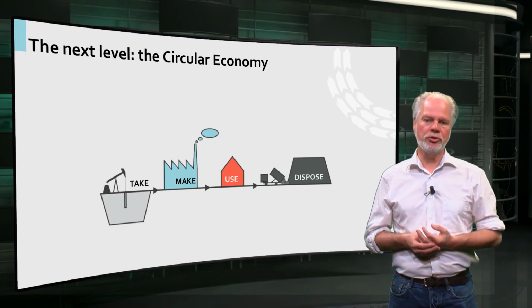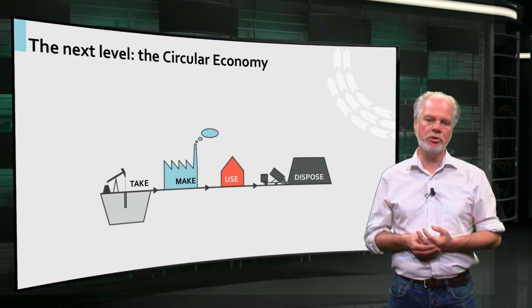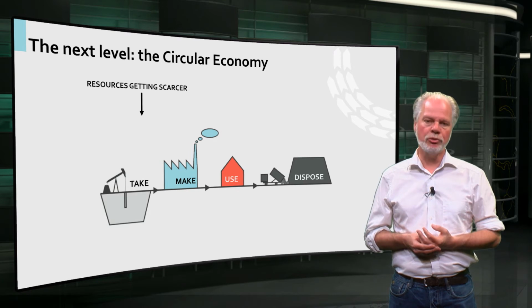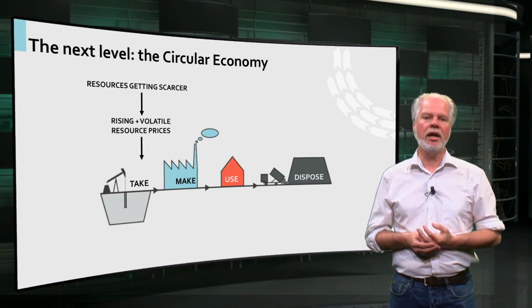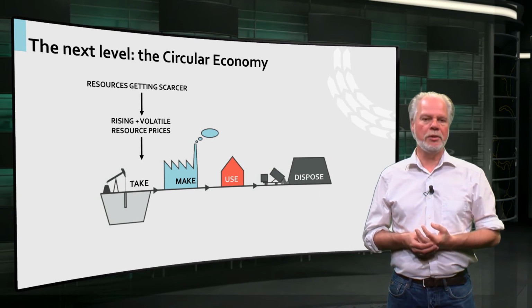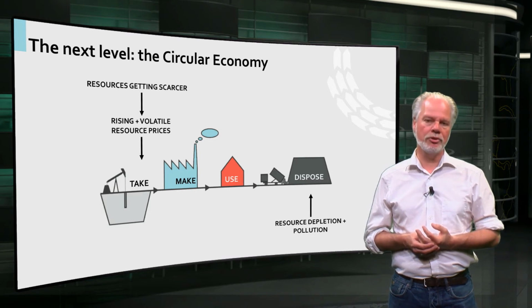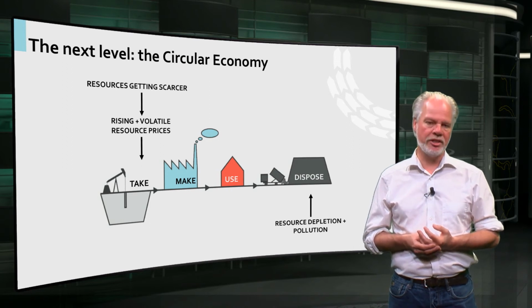The natural resources we need to build, maintain and refurbish our homes are getting scarcer, and as a result, resource prices are increasing and becoming more volatile. In addition, we deplete our national resources and pollute our environment because we mainly dispose our waste and only reuse a tiny fraction.